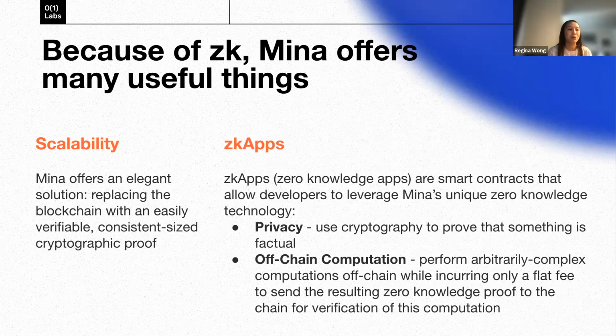We can use cryptography to prove that something is true, and off-chain computation. So we can compute very complex things off-chain, incur only a flat fee to send a little zero knowledge proof to verify.